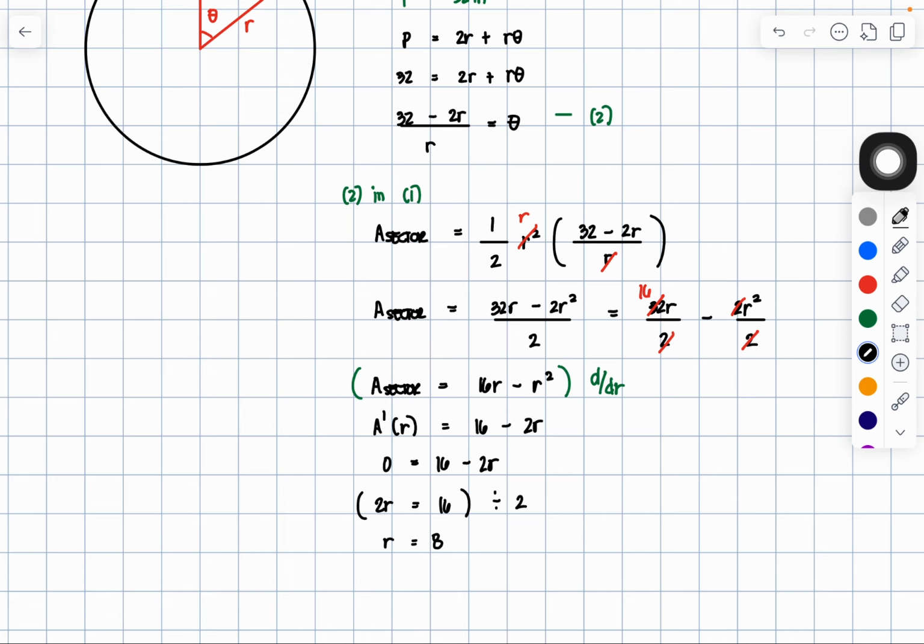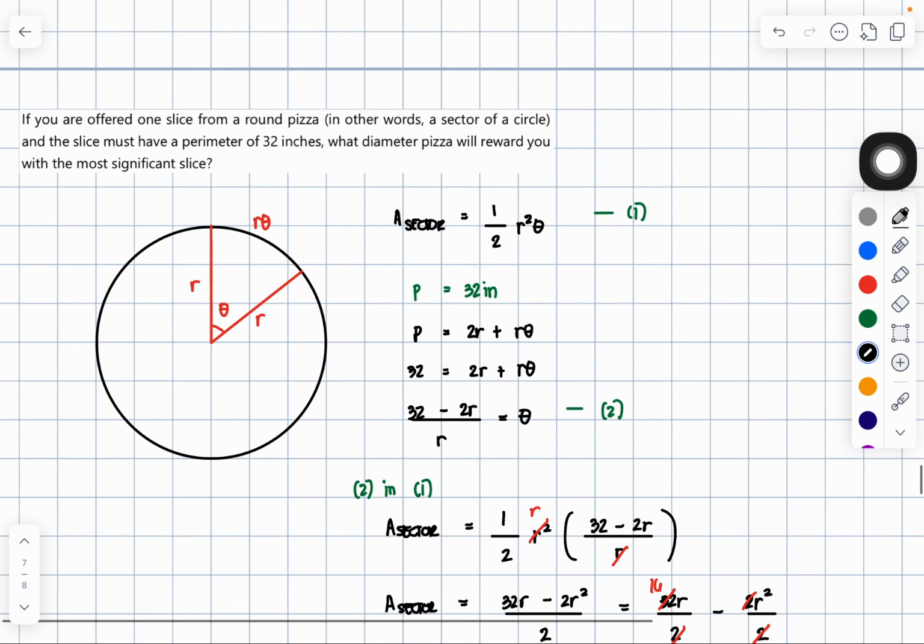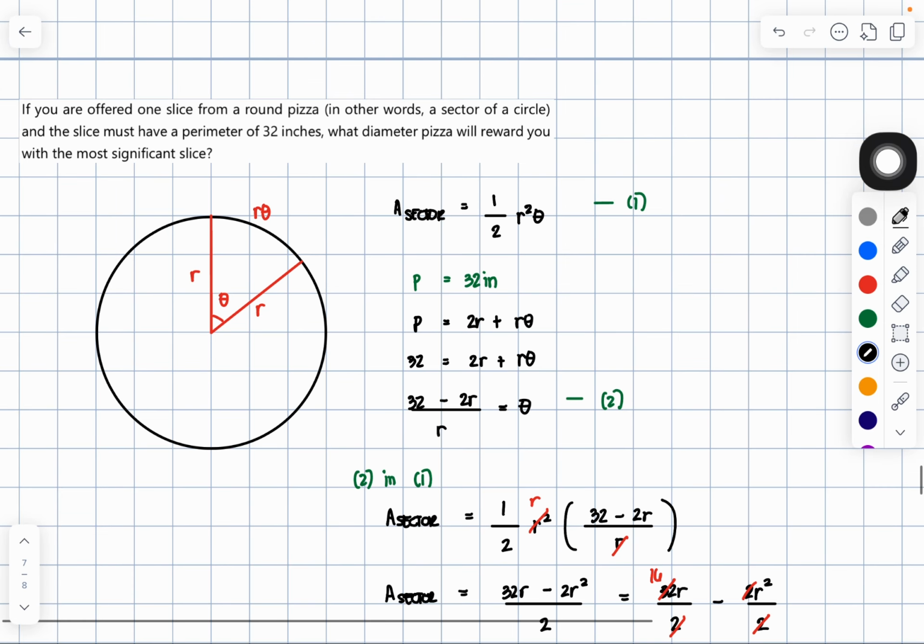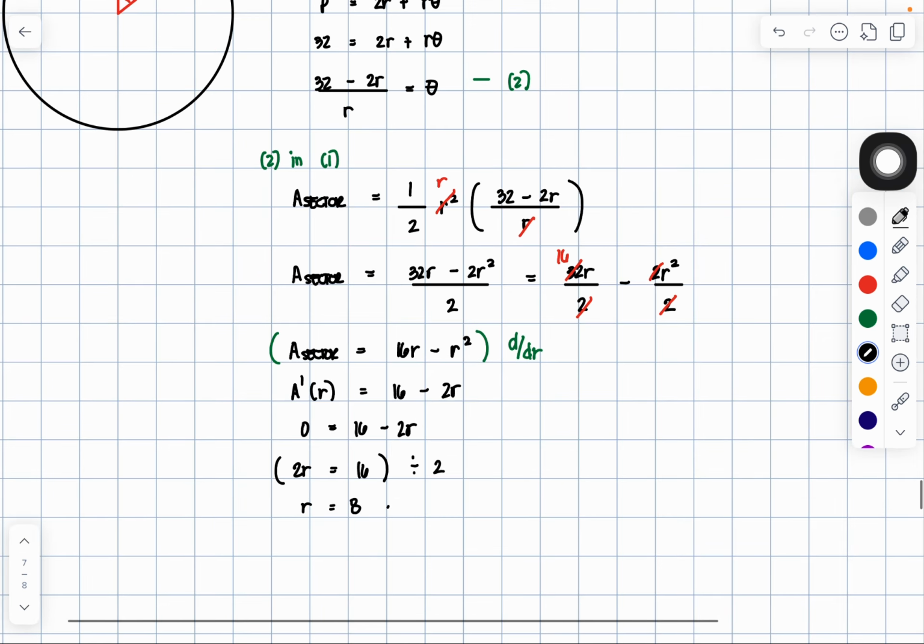But the question is, itong radius na ba to would give you the most significant slice? When you say most significant, the maximum slice. I-check natin kung ito magbibigay sa'yo ng maximum area ng pizza. So, balikan muna natin yung equation ng sector natin. Ito, yung first derivative natin. Balikan natin yan. We do the second derivative test.